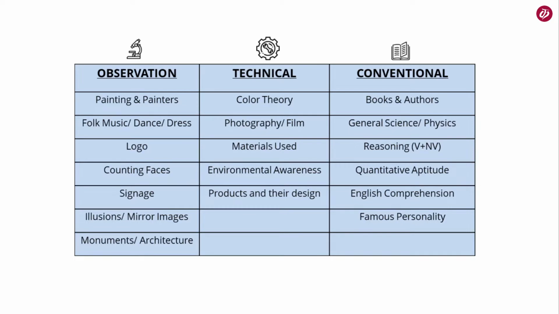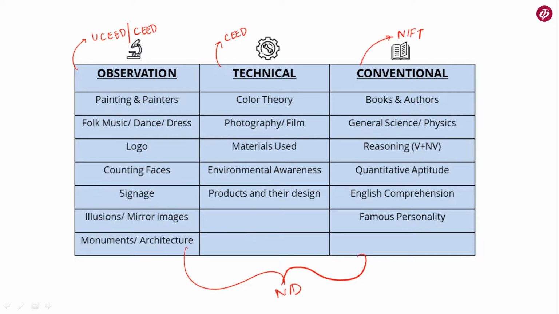Now, all the design exams can be understood by these distinctions. Every exam is a mixture of all these questions. If the paper is skewed towards observation-based questions, it is a UCEED paper or CEED paper. Perhaps in CEED sometimes it is skewed towards jargon-based also. NID maintains a balance of all the three. And NIFT consists of questions on conventional sections only.